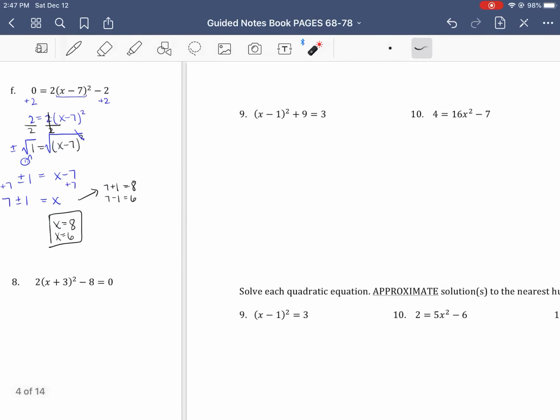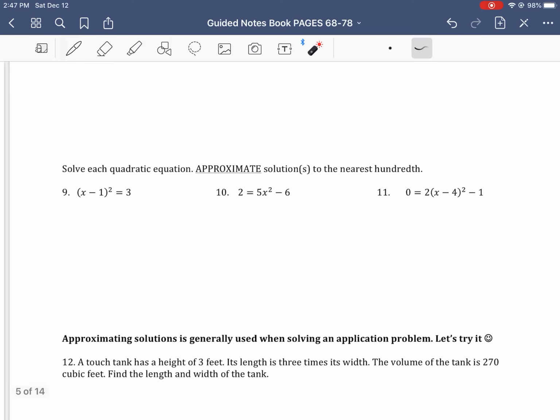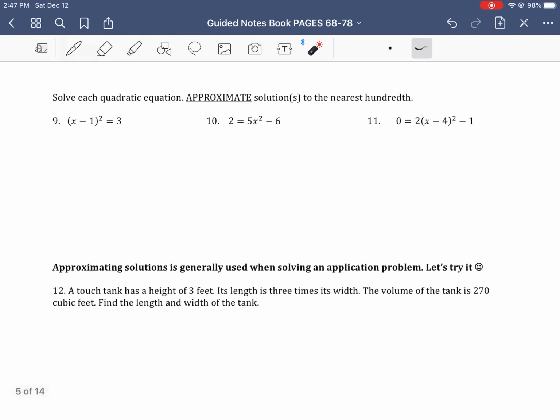However, I'm going to jump. You can try some more of these examples, check them with the key that's posted. I'm going to jump to this middle section on the next page that says approximate each solution to the nearest hundredths. All that means is you're going to solve the exact same way, but practice putting that radical into your calculator, because when we do application problems, we'll often approximate.